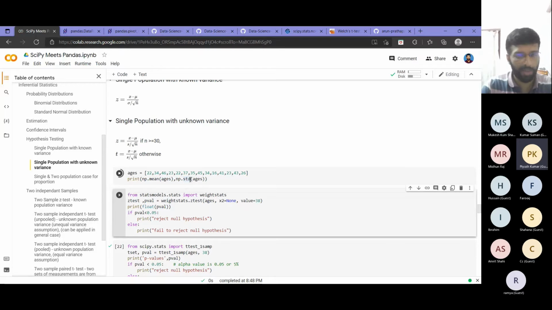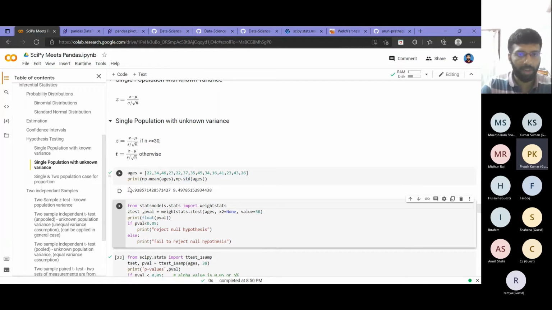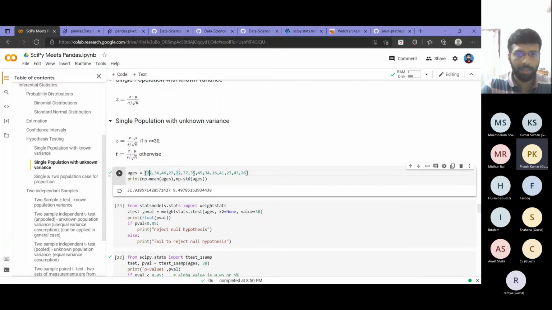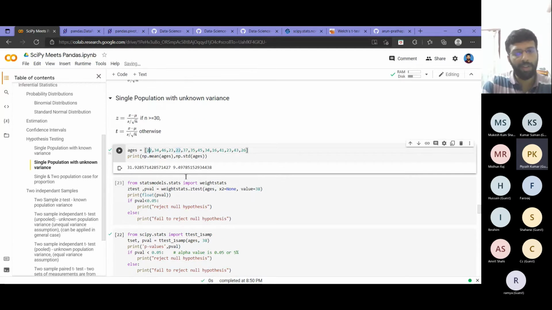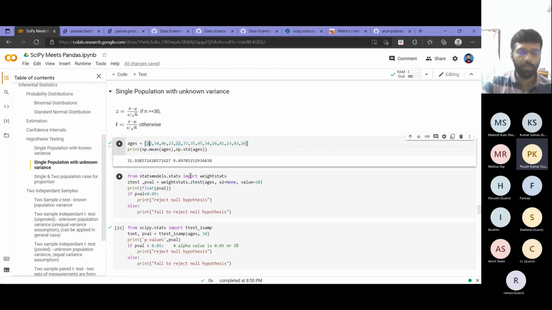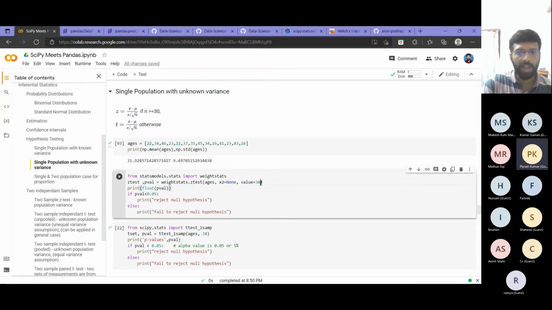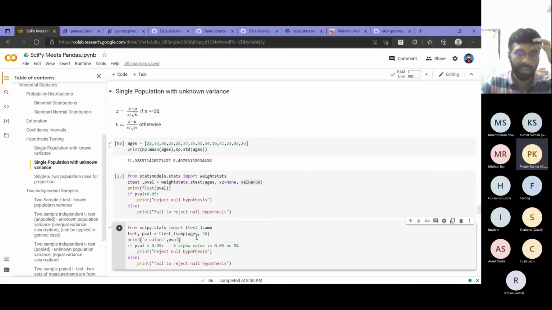I am given a table of ages, where the mean is 31.9 and the standard deviation is 9.48. The table has 14 values. I will define a problem: I am asked to find out whether these samples fall into a population whose mean value is 38. First I will assume that the population is a normal population, so I can directly use a z-test. In the second example, I will assume that the population is not normal, and since the samples are less than 30, I will have to go for a t-test.